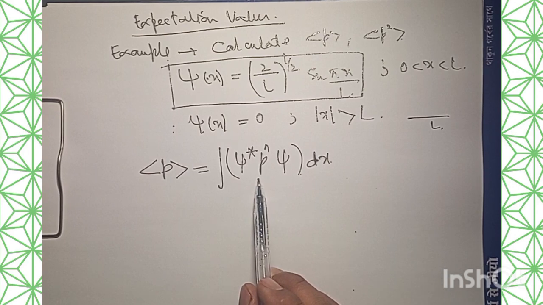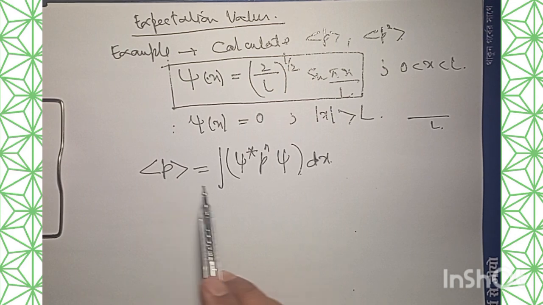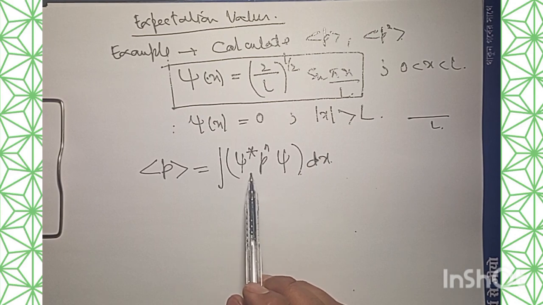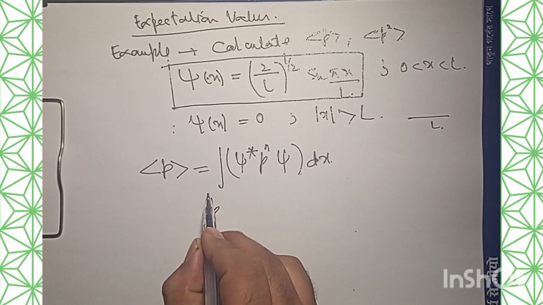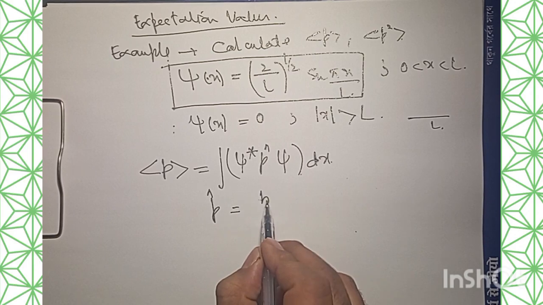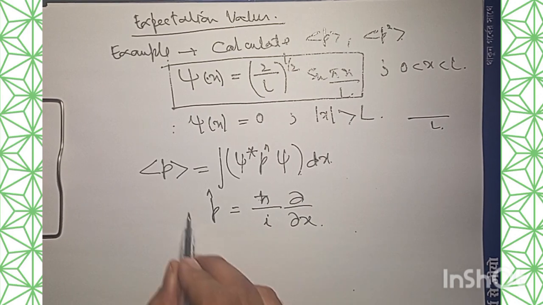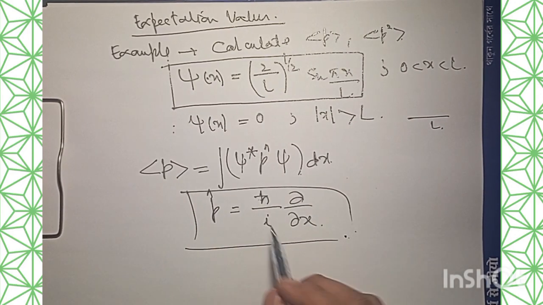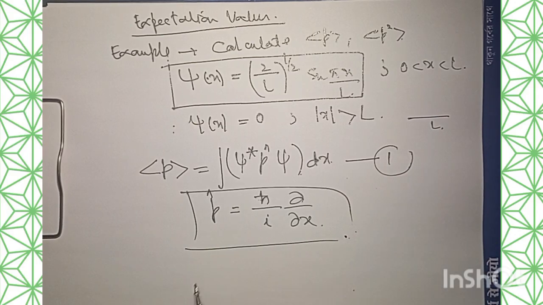So this is clear. This P is the momentum operator, and this momentum operator is associated with the observable momentum P, and the operator associated with the x component of this momentum is h cross by i, dou by dou x. So all we have to do is to utilize the momentum operator in the expectation value of momentum, and we will be in a position to calculate the expectation value.